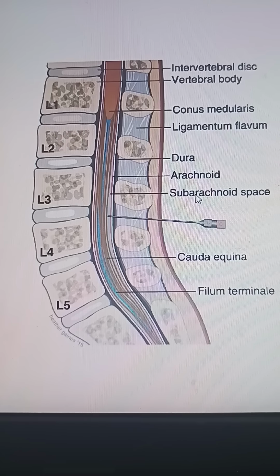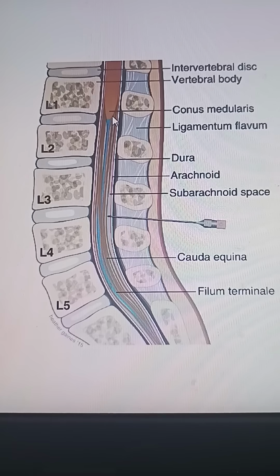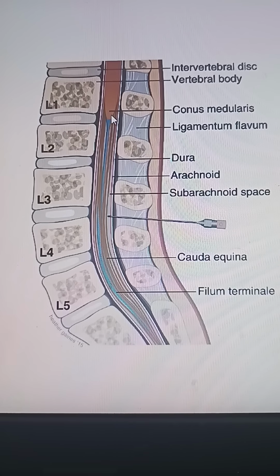that is the posterior part. Now, we know the parenchyma of the spinal cord ends at the lower border of L1. Alright, you can see here. This is called the conus medullaris. So what happens after that?